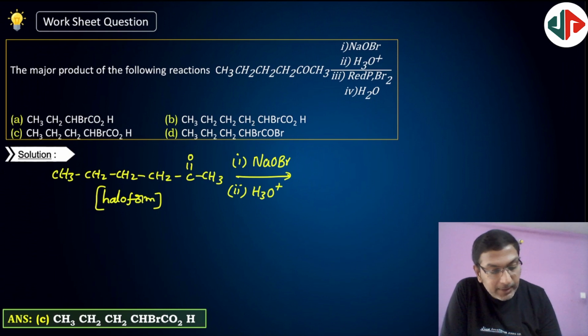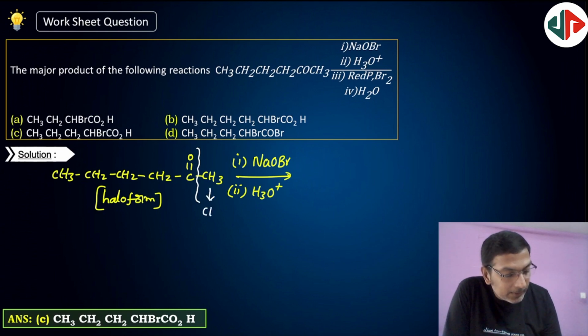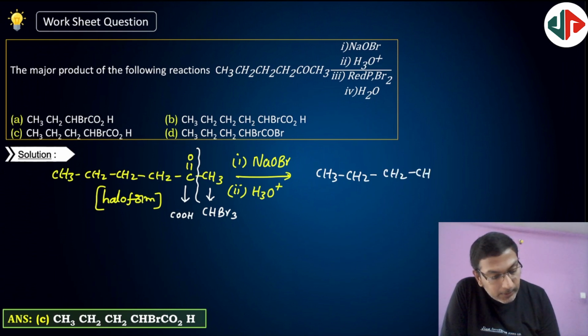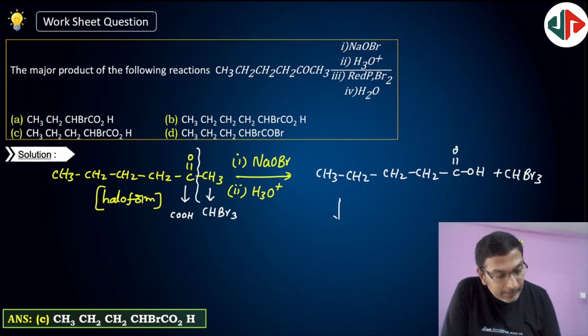So in the haloform reaction, remember like this. This compound will be converted to CHBr3 and the CO will be converted to COOH. That means the compound will be CH3 CH2 CH2 CH2 COOH plus CHBr3, bromoform.